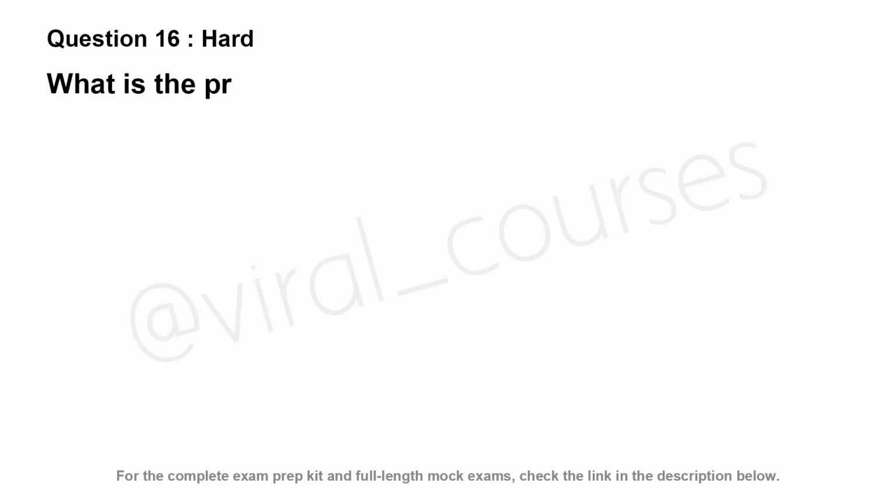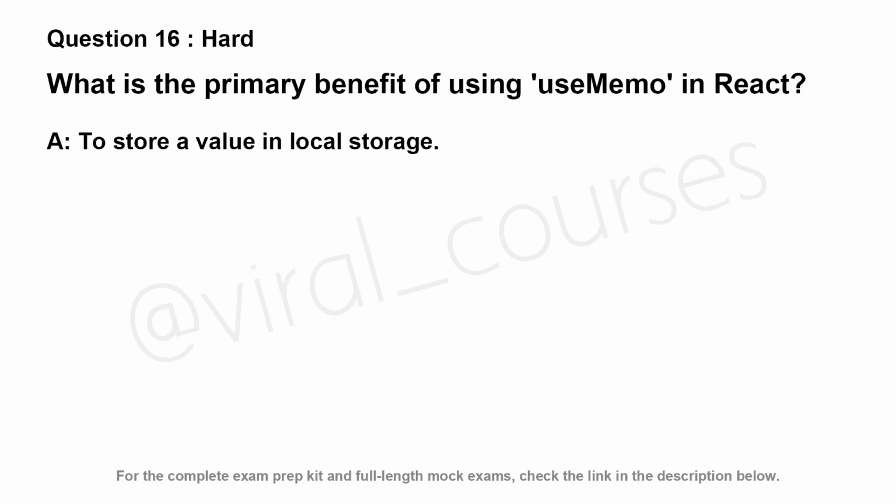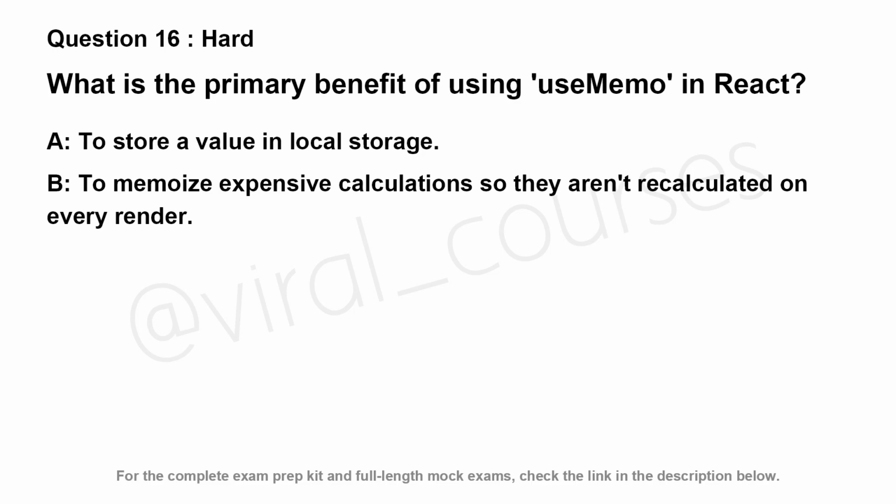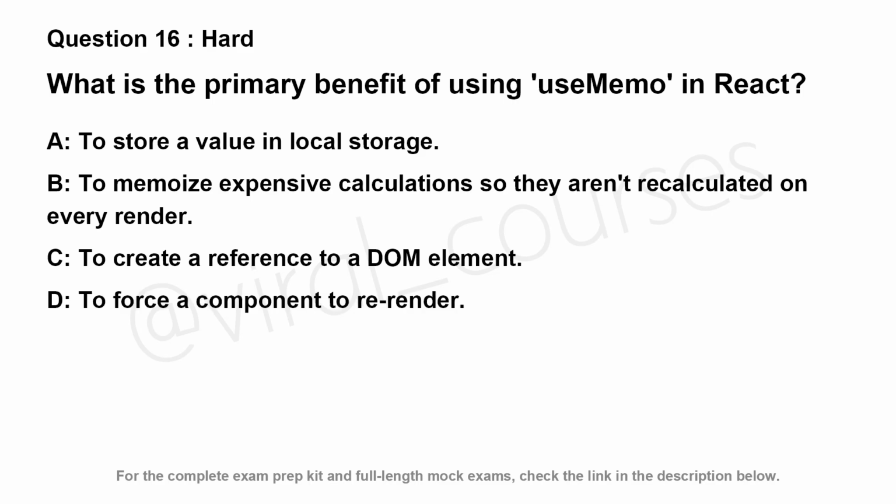What is the primary benefit of using useMemo in React? Option A, to store a value in local storage. Option B, to memoize expensive calculations so they aren't recalculated on every render. Option C, to create a reference to a DOM element. Option D, to force a component to re-render.